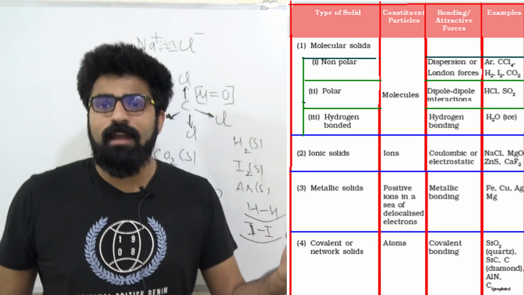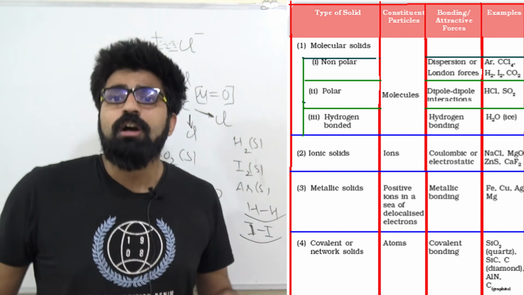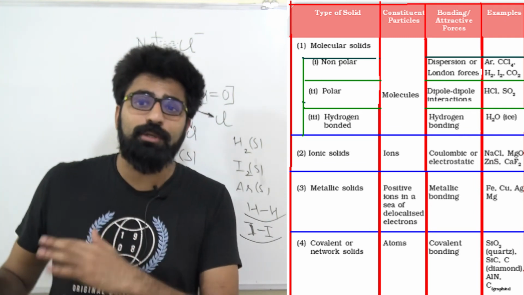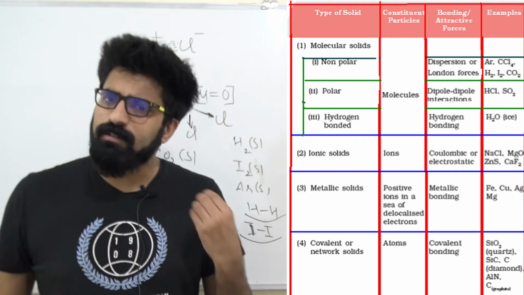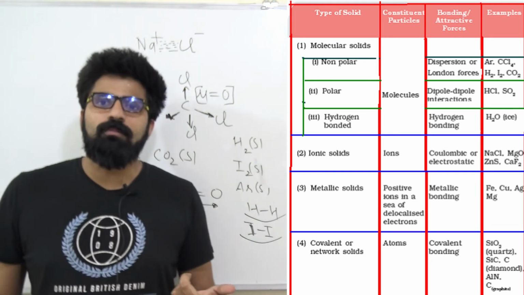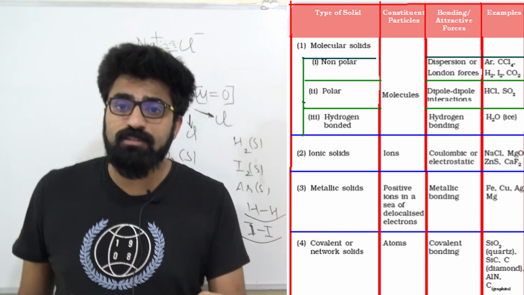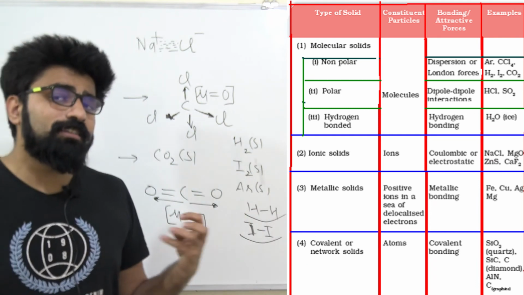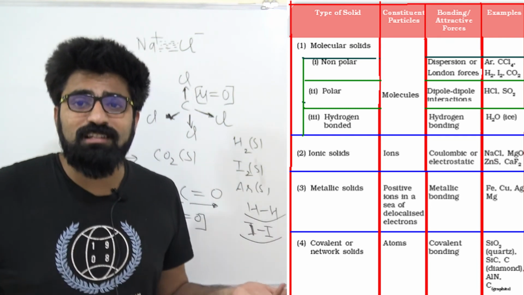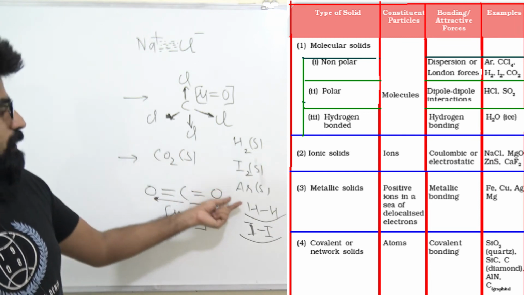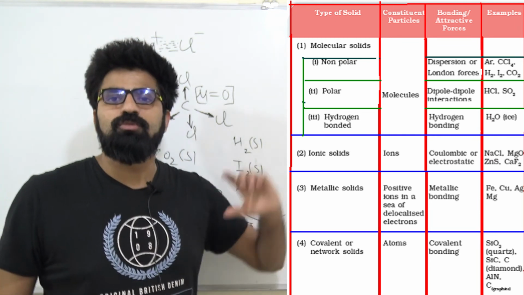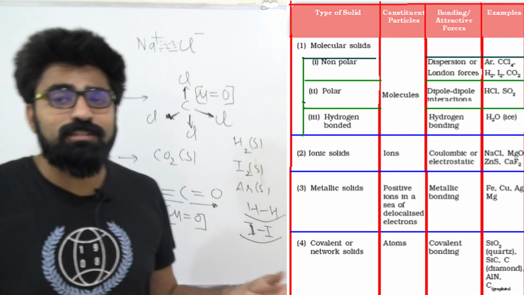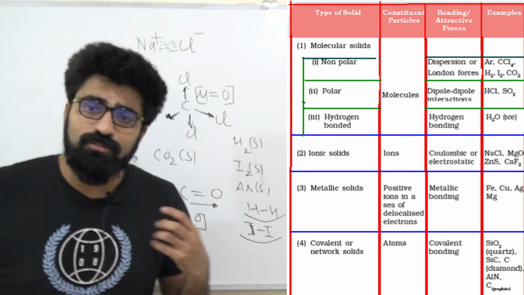Like we have F2, Cl2, Br2, I2. These are non-polar molecules. So the force of attraction present between these molecules is a weak force, that is London force or dispersion force. So in non-polar molecules, the force that is operative is dispersion force or London force. So the intermolecular force answer is London force, right guys? What are the constituent particles? Obviously molecules. So many molecules of H2 combine and give you H2 solid. So molecules are the constituent particles. So this is about non-polar.